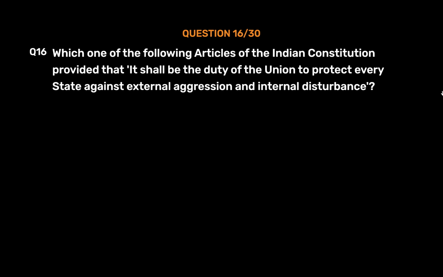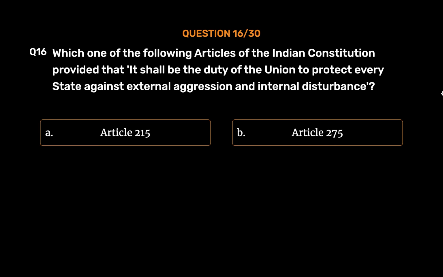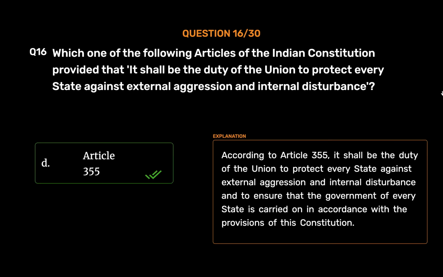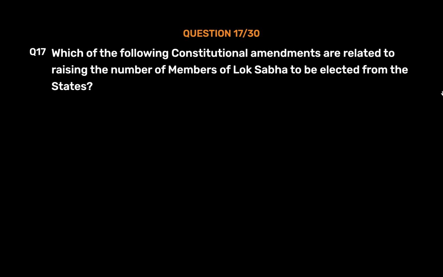Question number 16. Which one of the following articles of the Indian Constitution provided that it shall be the duty of the Union to protect every state against external aggression and internal disturbance? Option A. Article 215. Option B. Article 275. Option C. Article 325. Option D. Article 355. The correct answer is Option D. Article 355. According to Article 355, it shall be the duty of the Union to protect every state against external aggression and internal disturbance and to ensure that the government of every state is carried on in accordance with the provisions of this Constitution.